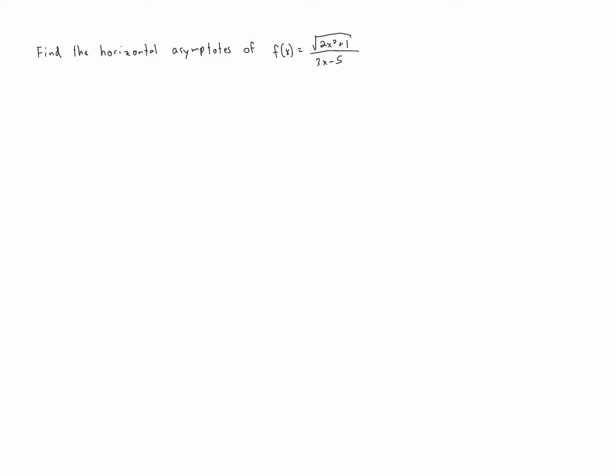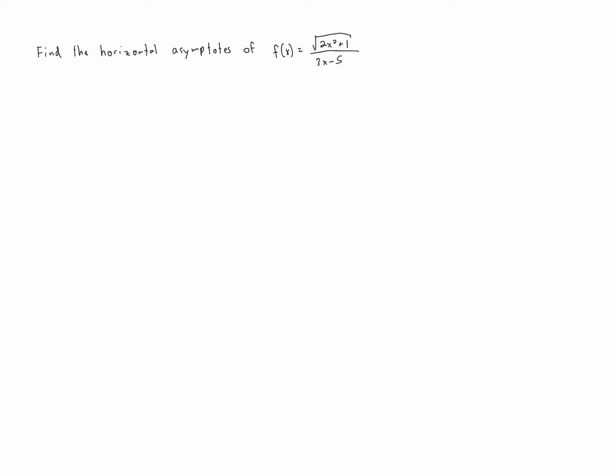All right, I want to look at another problem, and this one will have some similarities but also some differences. I want to find the horizontal asymptotes of f of x equals the square root of 2x squared plus 1 all over 3x minus 5. Now we're going to do what we did similarly in the last problem.